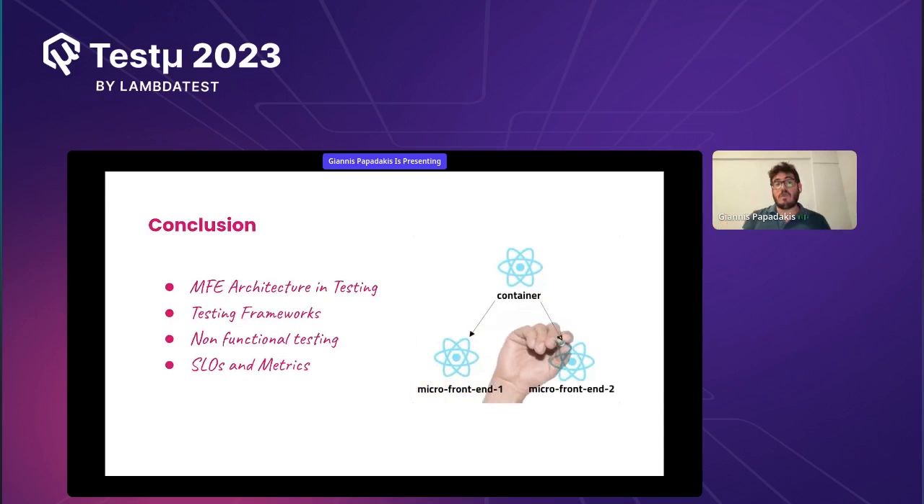SLOs and metrics, really important. Agreements to make sure the team is aware. They need to make sure how fast the deployments are being done for both your product teams, the engineering teams, and metrics. It's all about metrics. Find out how frequently you have flakiness within your micro-frontends, deal with the flakiness once and for all, measure it, from my point of view.